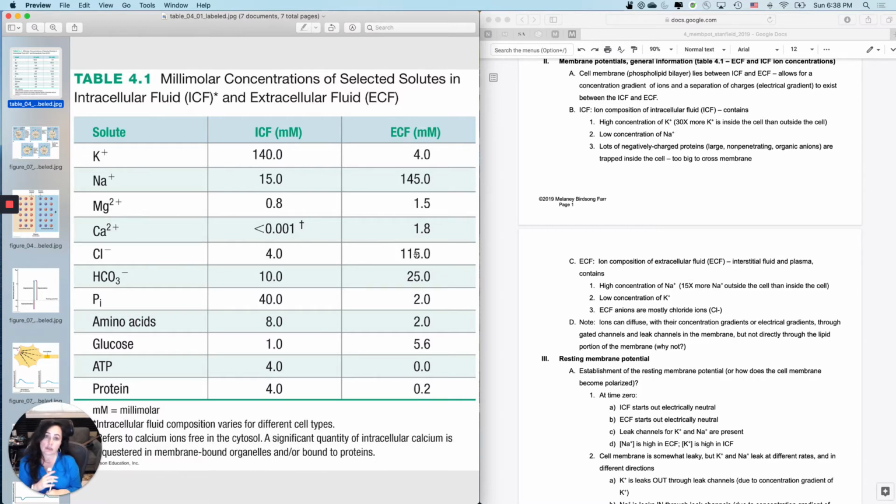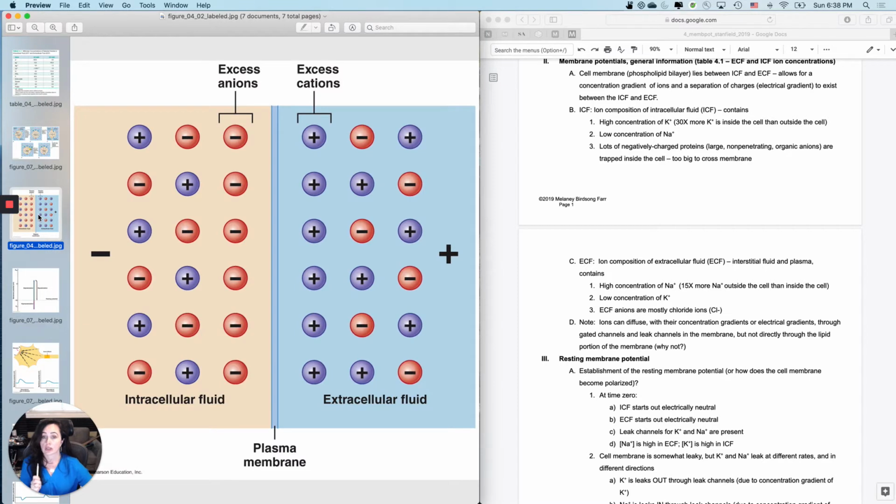So what we're going to do is slowly build so that you understand how the cell membrane ends up having this type of charge, in which on the extracellular fluid there's a slight excess of positive charges, or cations, and in the intracellular fluid there's a slight excess of negative charges, or anions. But I want to build that. And so I'm going to build it for you.